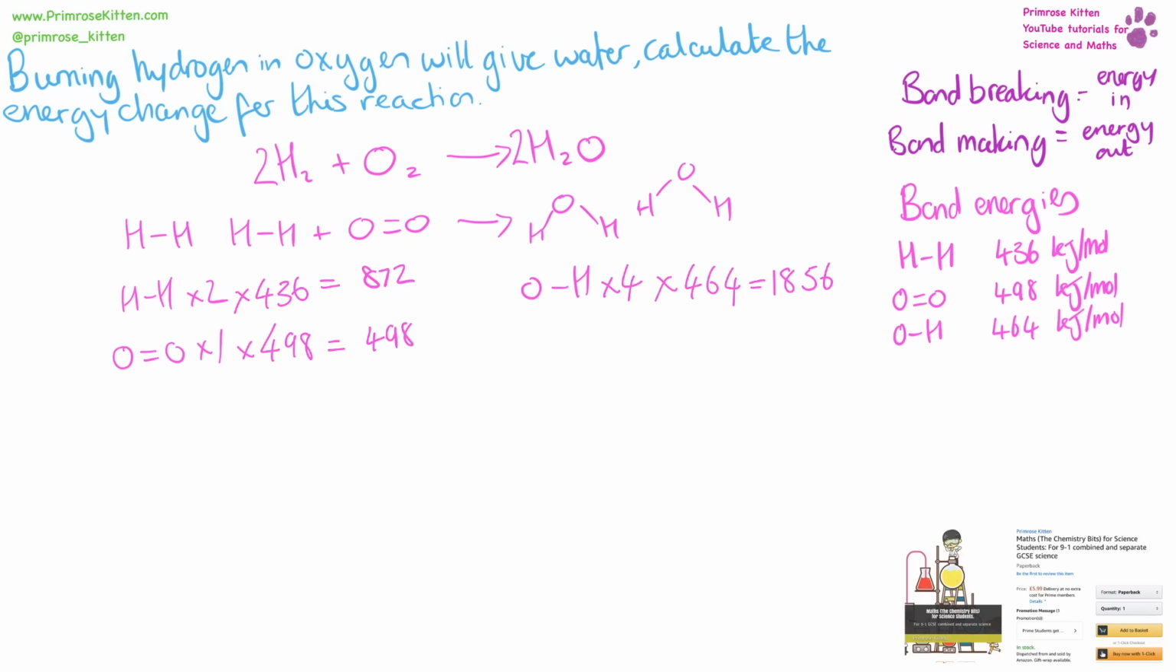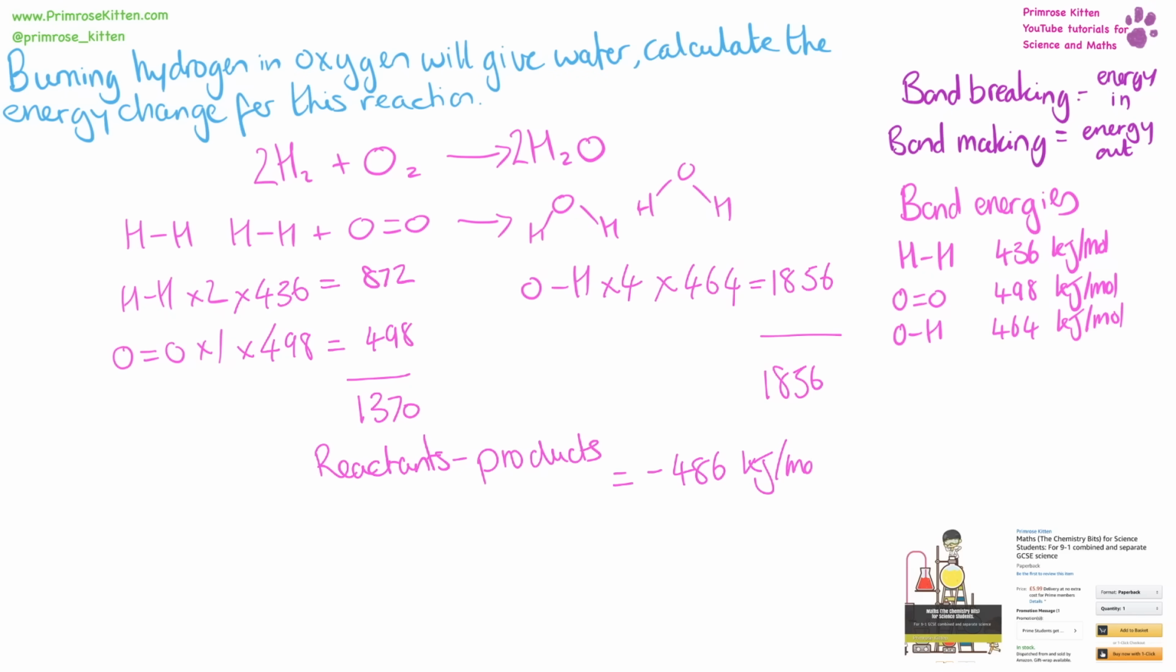We can do the maths and work out how much is on each side, adding those up. 872 plus 498 gives us 1370. There's just 1856 on that side. Now we need to do the energy of the reactants minus the energy of the product, so 1370 minus 1856, giving us minus 486 kilojoules per mole. In this type of equation, if you got the symbol wrong, you'd probably only lose 1 mark. It having a negative sign in front of it tells us it is exothermic.